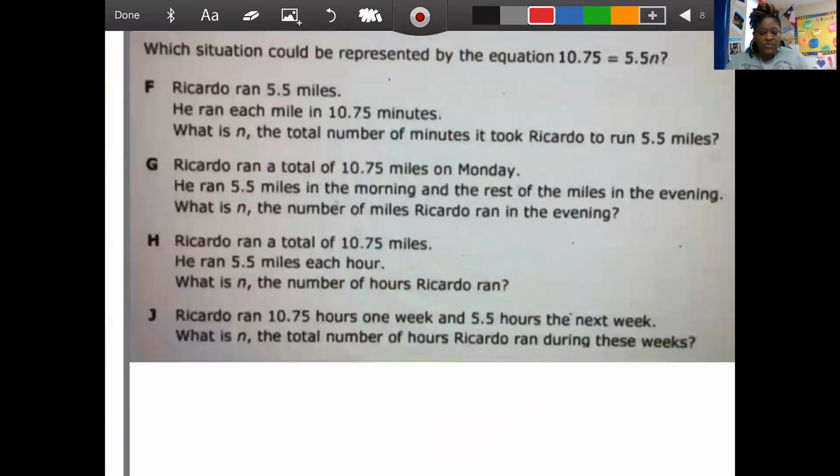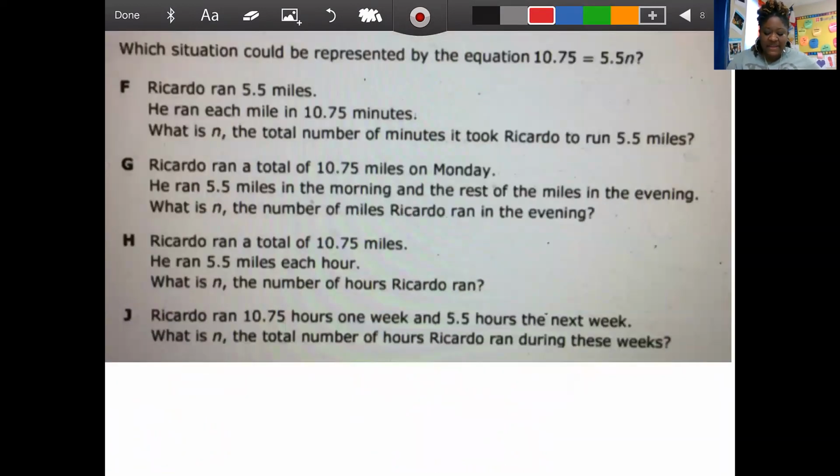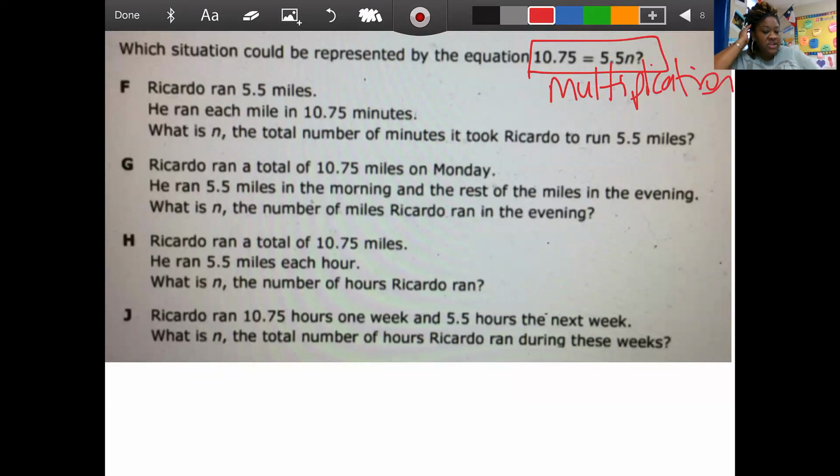Okay? Which situation could be represented by the equation 10.75 equals 5.5 n? First thing you have to ask yourself, what is the operation? That's multiplication, okay? So you need to write multiplication. Now you're gonna go through F, G, H, and J. You're gonna get rid of the ones that are not multiplication, okay? So you gotta talk to yourself and ask yourself, what operation is this, okay?